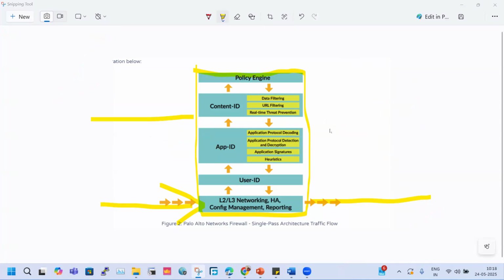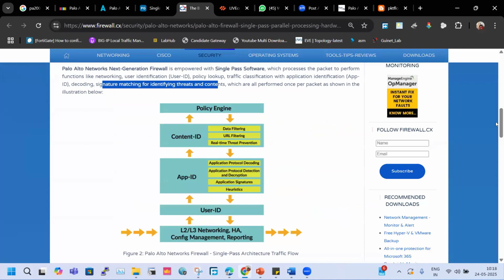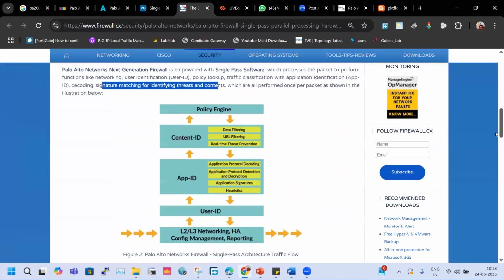Here we are talking about the single pass technology from Palo Alto Networks. What happens in single pass processing? Whenever the packet is received by the firewall, it processes all these things: policy lookup, Content-ID, App-ID, user identification. In Content-ID, it checks data filtering, URL filtering, and real-time threat prevention. In application ID, it identifies the application with the help of signatures. In User-ID, it does the user check, which user is coming and which user is forwarding the traffic. All those things are identified in the User-ID concept.